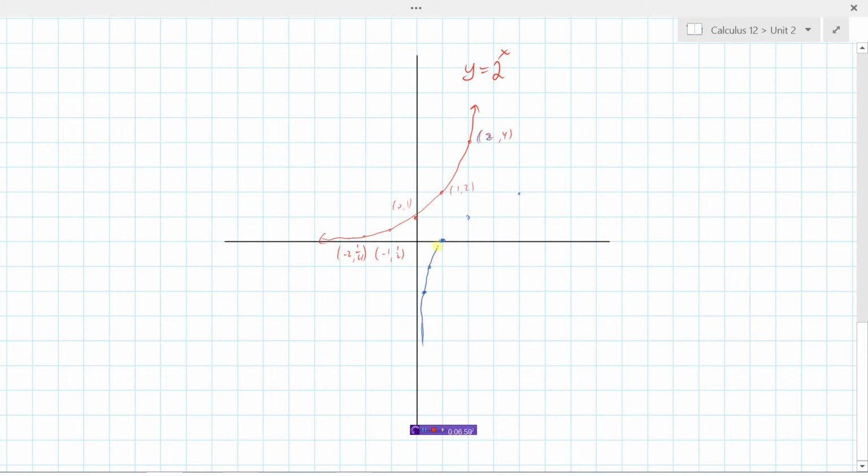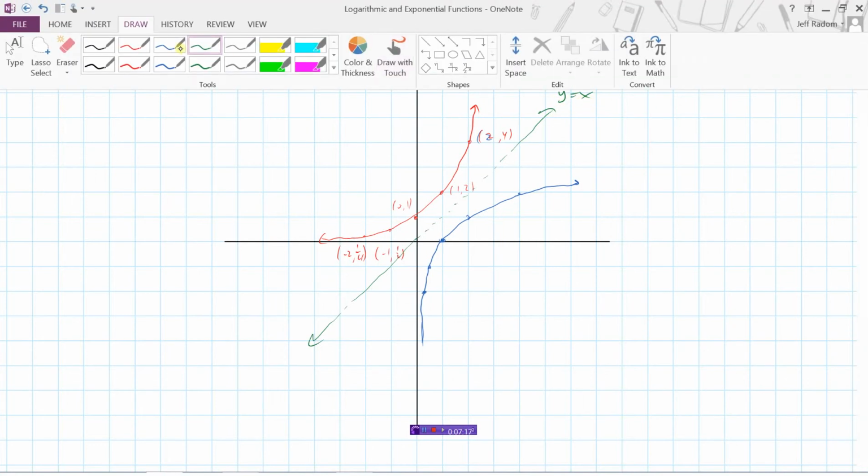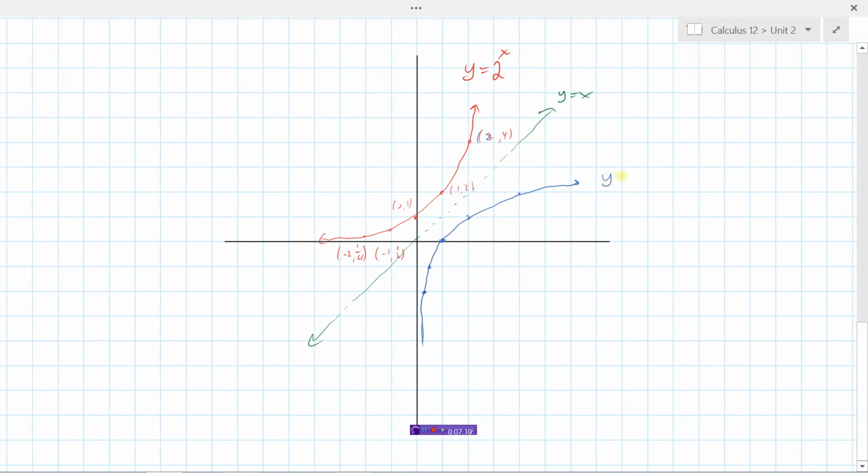We would get a graph that looks like this, which, of course, because it's an inverse, is the graph that's reflected in the line y equals x. And you can see they're mirror images of each other. And we learned that the inverse of an exponential function is a logarithmic function. So y equals log base 2 of x would be the inverse of the function y equals 2 to the power x. So let's just review some of the things that we learned about logarithms.